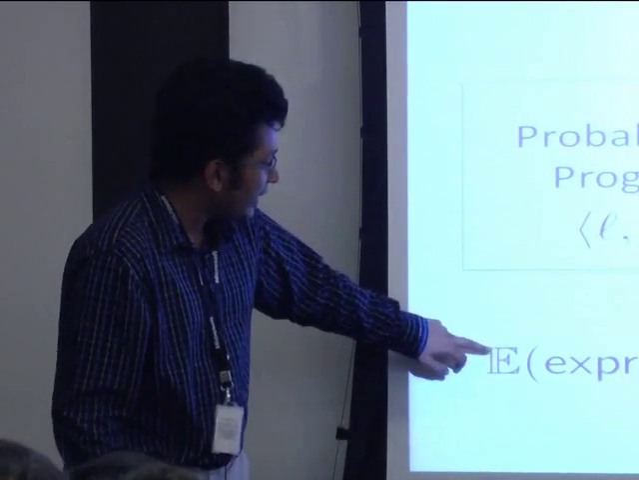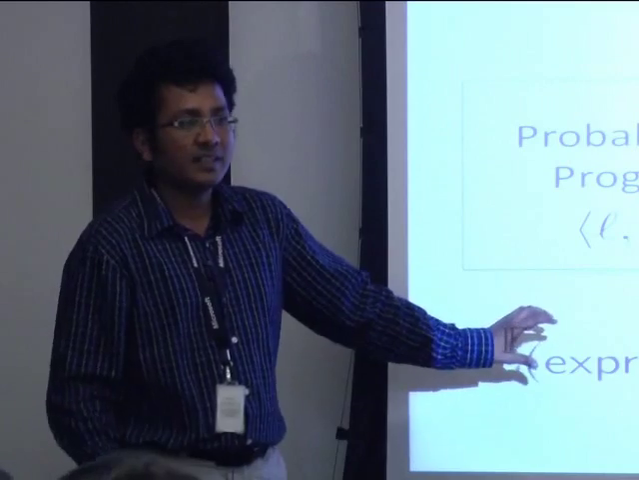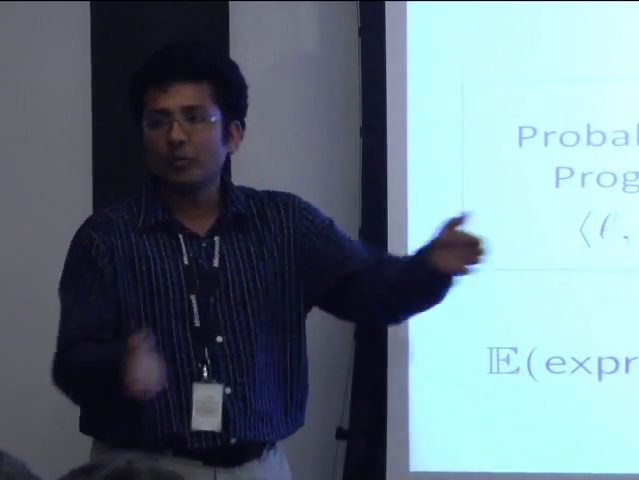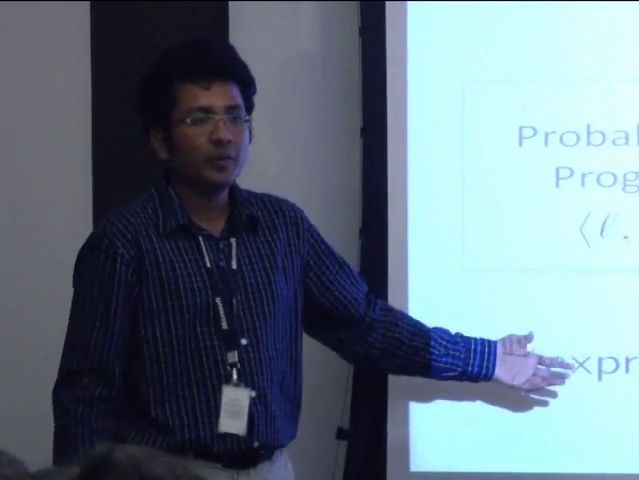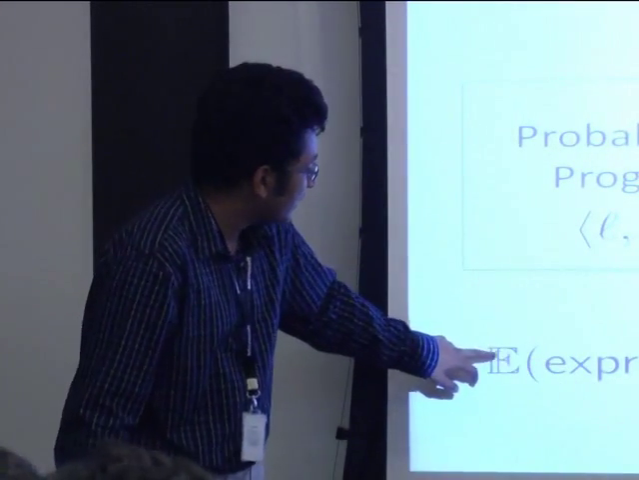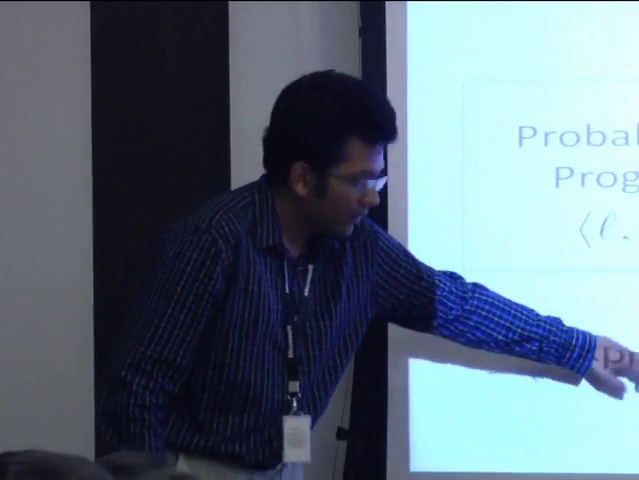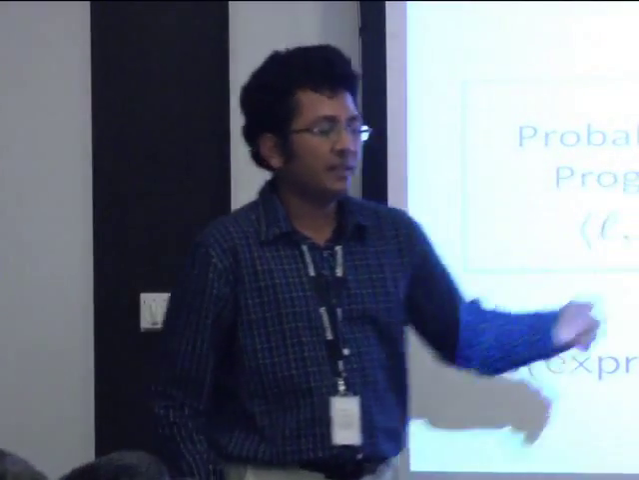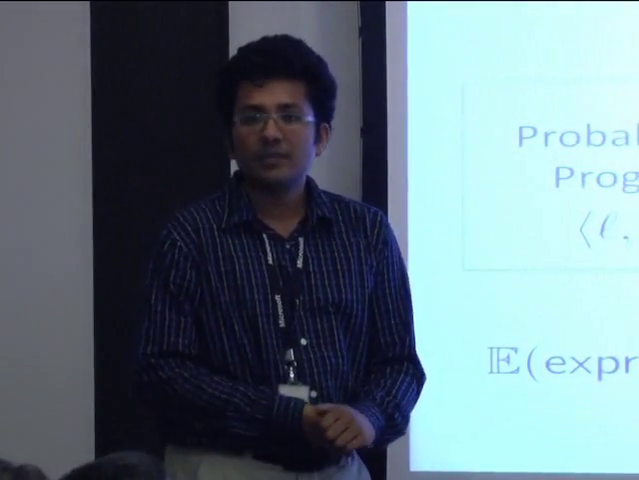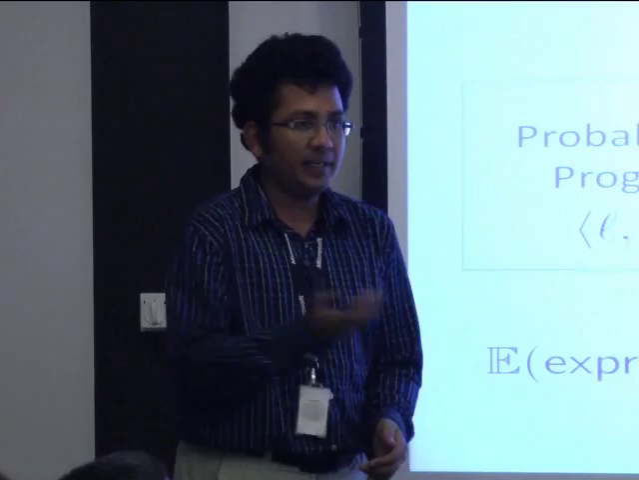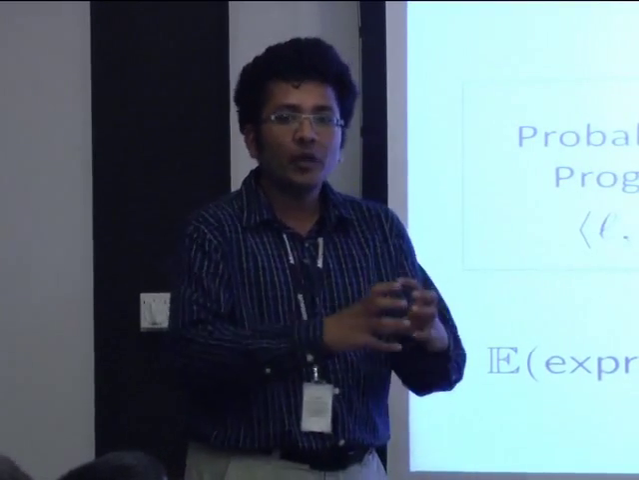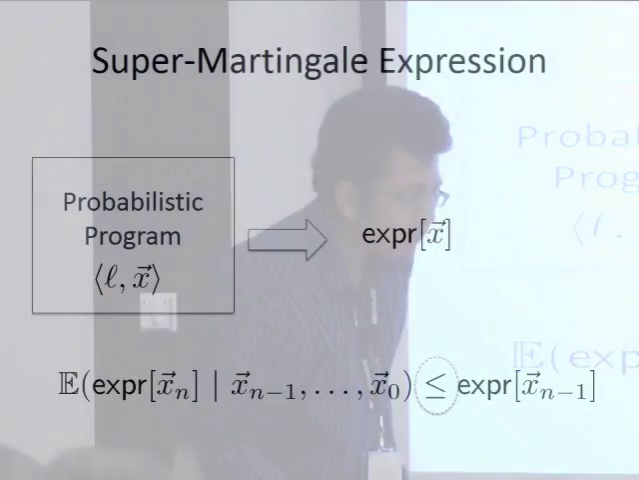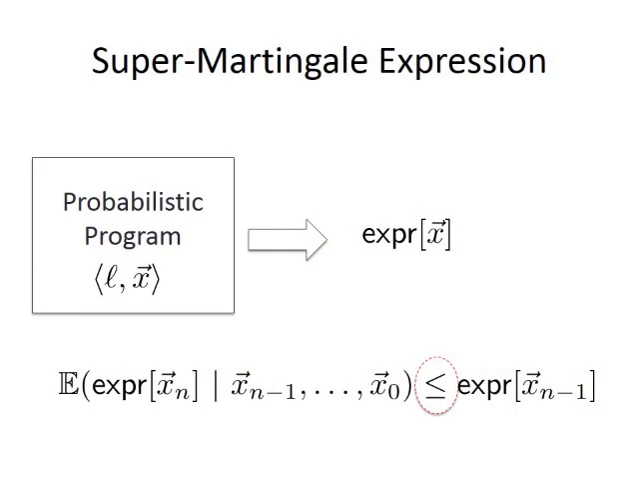And the criterion is, I'm just writing it for the flow insensitive one. Flow sensitive is, you can imagine how it's going to look. It's going to look a lot more LaTeX, but not going to be any more informative. So what it says is, the expected value of the expression as a function of xn, given everything that's happened in the past, is expression of xn minus 1. It's the martingale condition that I stated previously. Now you're not putting it on program expressions. Okay? And likewise, super martingales will be less than or equal to.